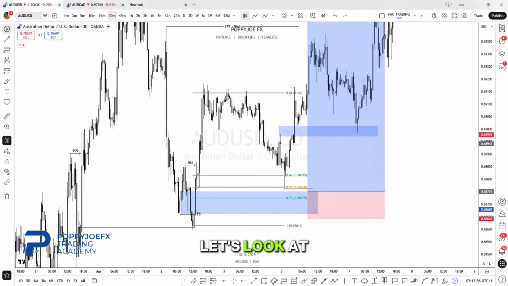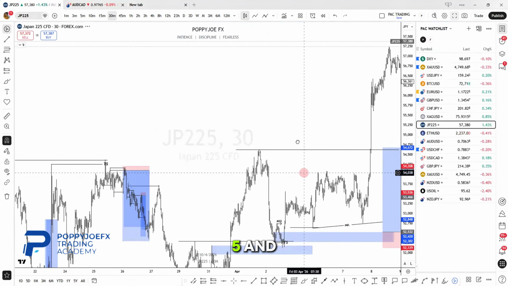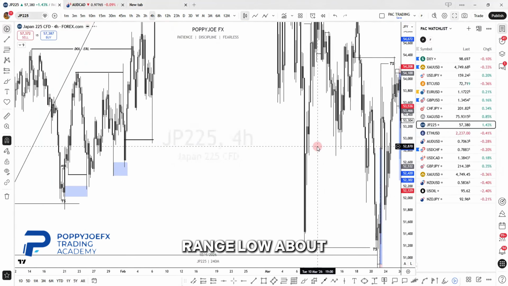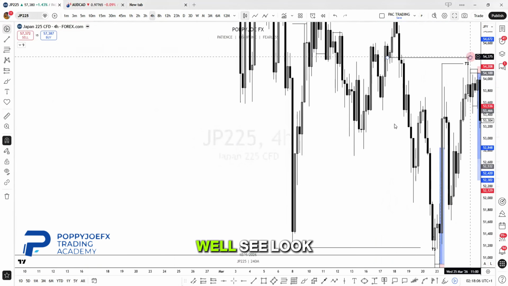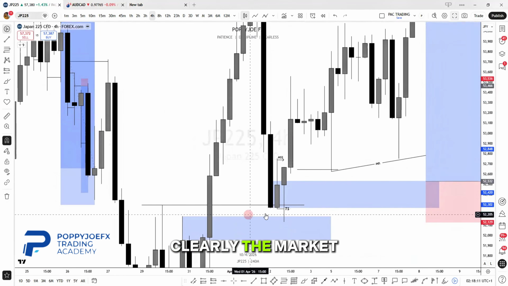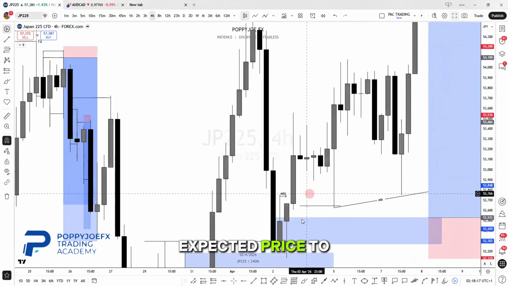Right, so let's look at another example here of a missed trade also. This is JP225, and the same thing happened here. We also had a candle range low raided as well. See, look at this on the 4 hours here. Look at this clearly. The market was ranging. This is the bearish candle range, right? So as the market was raiding out this candle range low here, we expected price to trade.